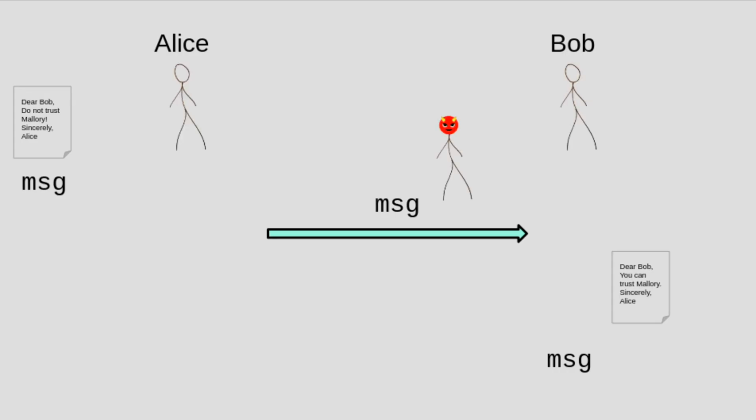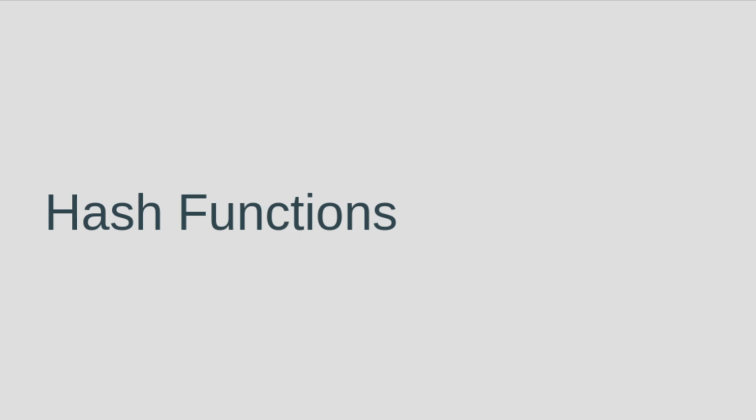For example, Alice has a message that she would like to send. And she would like to be sure that when the message arrives and Bob receives the message, it has not been modified in transit by an attacker. Bob would like to know that the message has not been modified. And for that, we can use cryptographic hash functions. But first, let's talk about hash functions in general.